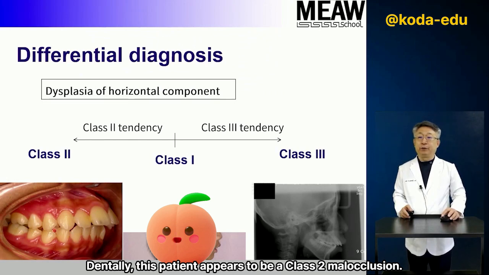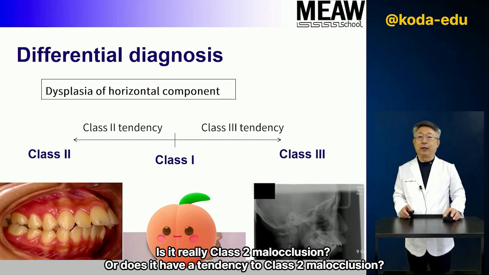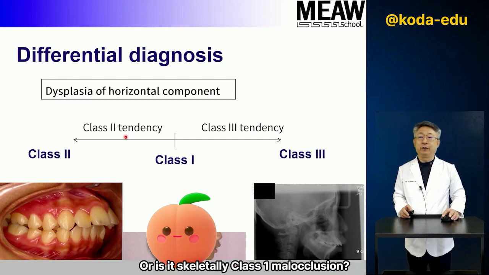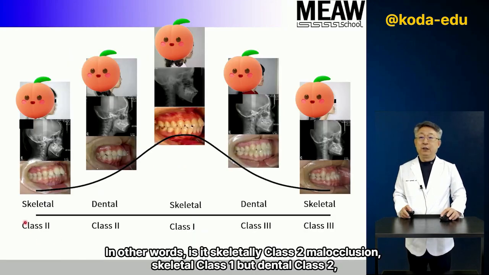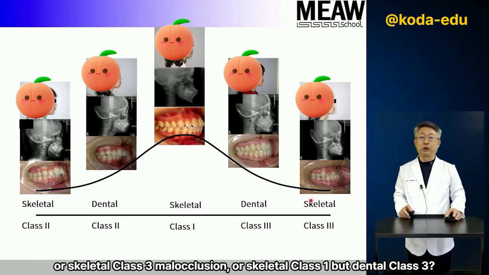Dentally, this patient appears to be a class 2 malocclusion. Is it really class 2 malocclusion, or does it have a tendency to class 2 malocclusion? Or is it skeletally class 1 malocclusion? We will have to discriminate first. In other words, is it skeletally class 2 malocclusion, skeletal class 1 but dental class 2? Or skeletal class 3 malocclusion, or skeletal class 1 but dental class 3?